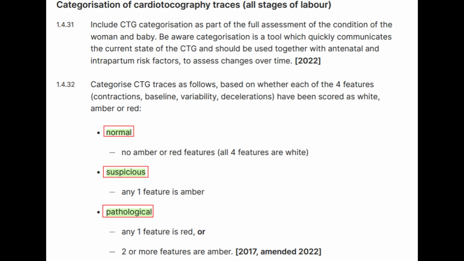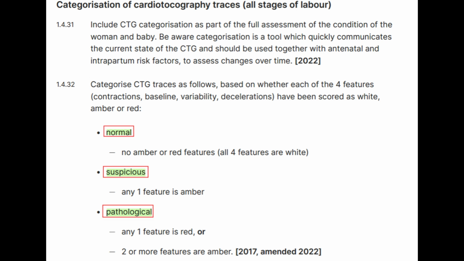Categorization of cardiotocography traces, all stages of labor. Include CTG categorization as part of the full assessment of the condition of the woman and baby. Be aware categorization is a tool which quickly communicates the current state of the CTG and should be used together with antenatal and intrapartum risk factors to assess changes over time.